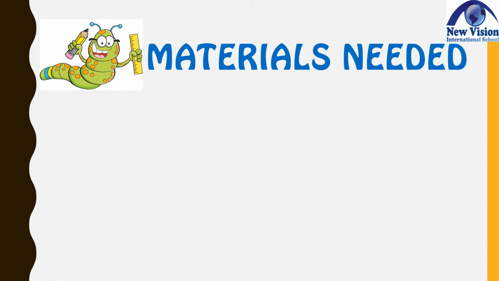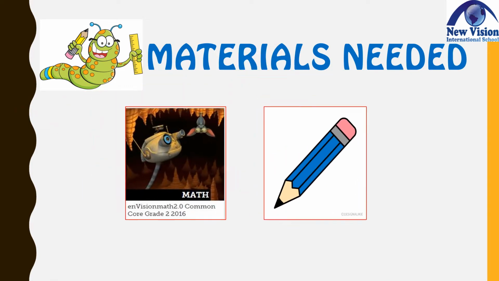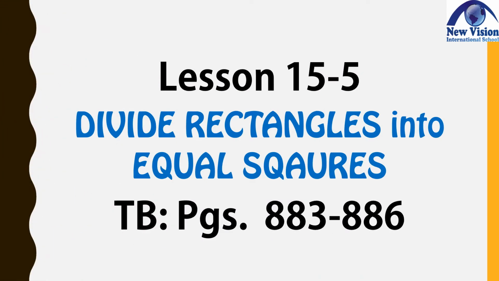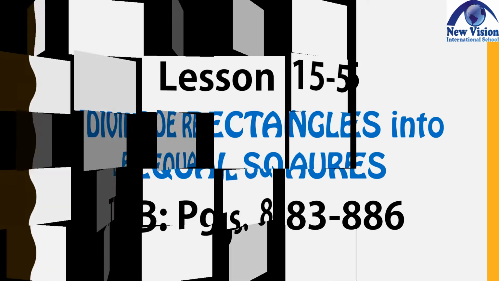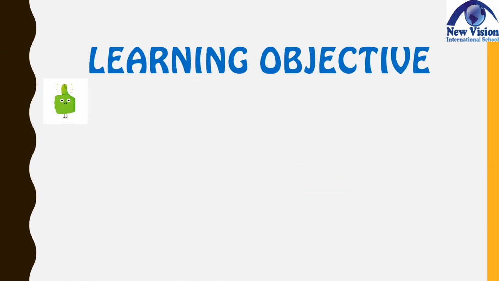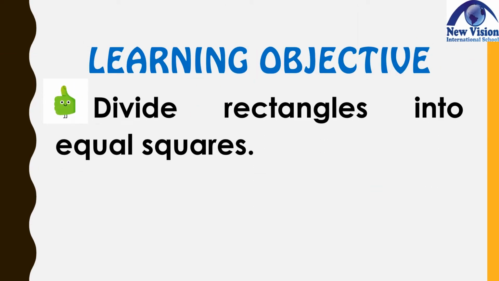Materials needed: math textbook and pencil. Chapter 15, Lesson 5. Divide rectangles into equal squares. Textbook pages 883 to 886. At the end of the lesson, the students are expected to divide rectangles into equal squares.